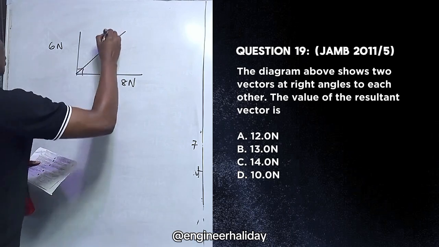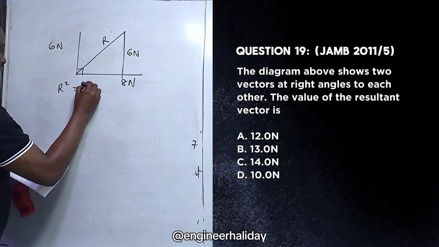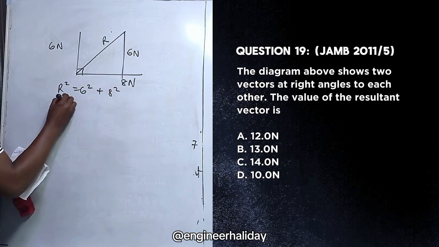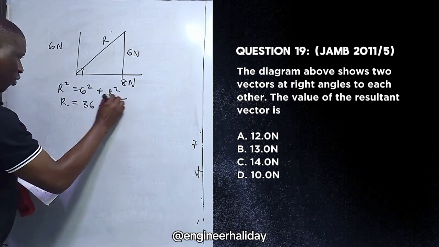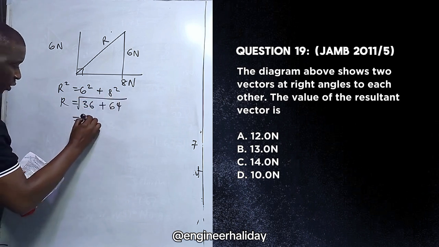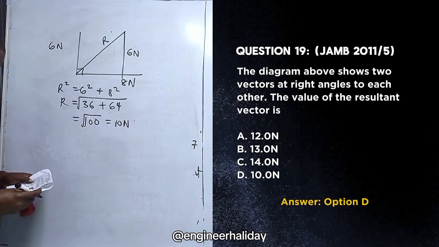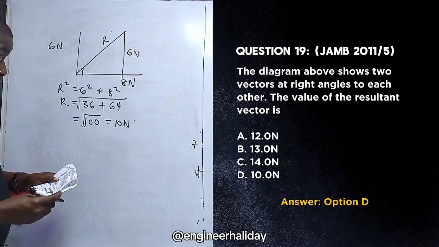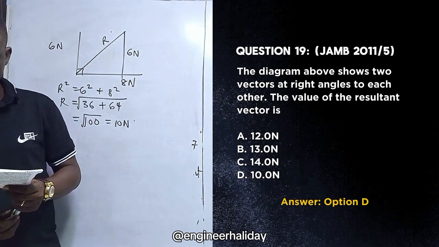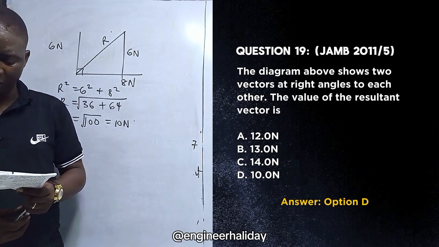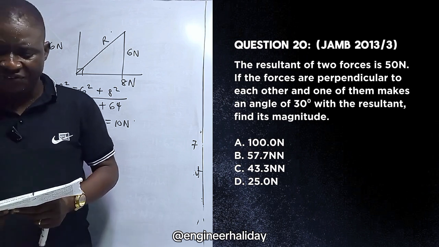Very simple. To find the resultant R, just complete it and say R squared equals 6 squared plus 8 squared. It's very simple. R equals the square root of 36 plus 64, and that will give us root 100, which is equal to 10 Newton. So the answer to that question is 10 Newton. Option A is 12 Newton, B 13.0 Newton, C 14.0 Newton, D 10.0 Newton. So the answer is D.